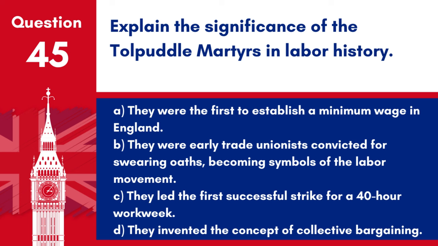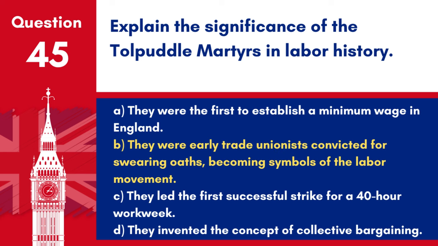Question 45. Explain the significance of the Tolpuddle Martyrs in labour history. A. They were the first to establish a minimum wage in England. B. They were early trade unionists, convicted for swearing oaths, becoming symbols of the labour movement. C. They led the first successful strike for a 40-hour workweek. D. They invented the concept of collective bargaining.